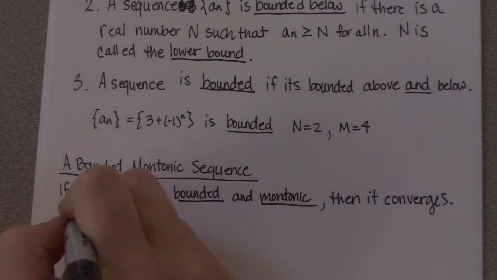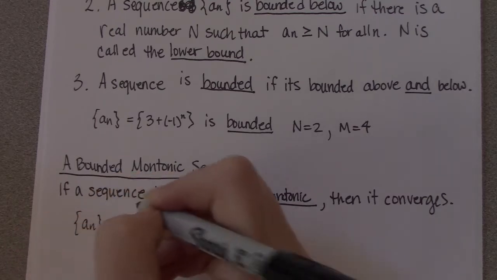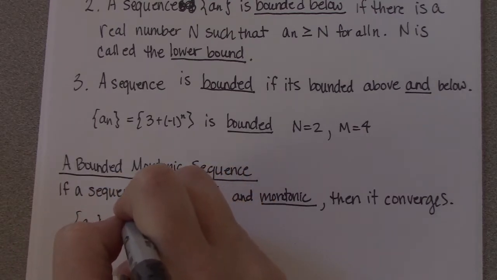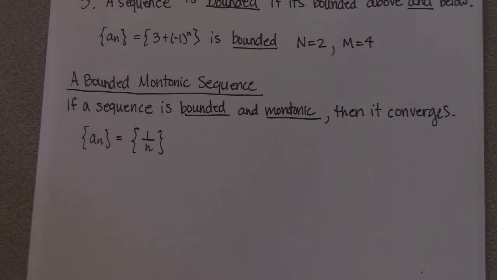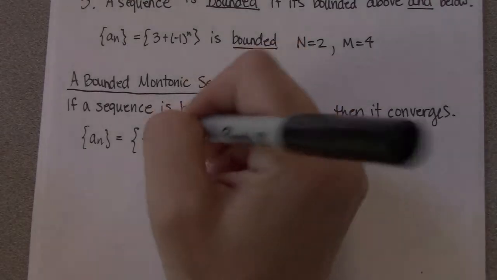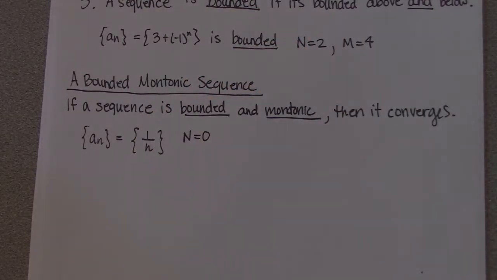All right, so let's look at an example. a sub n is equal to 1 over n. So we know that this guy is bounded below by 0, right? Because all these terms will be positive. So definitely got a lower bound, right? What about the upper bound? Do we have an upper bound? Well, 1.